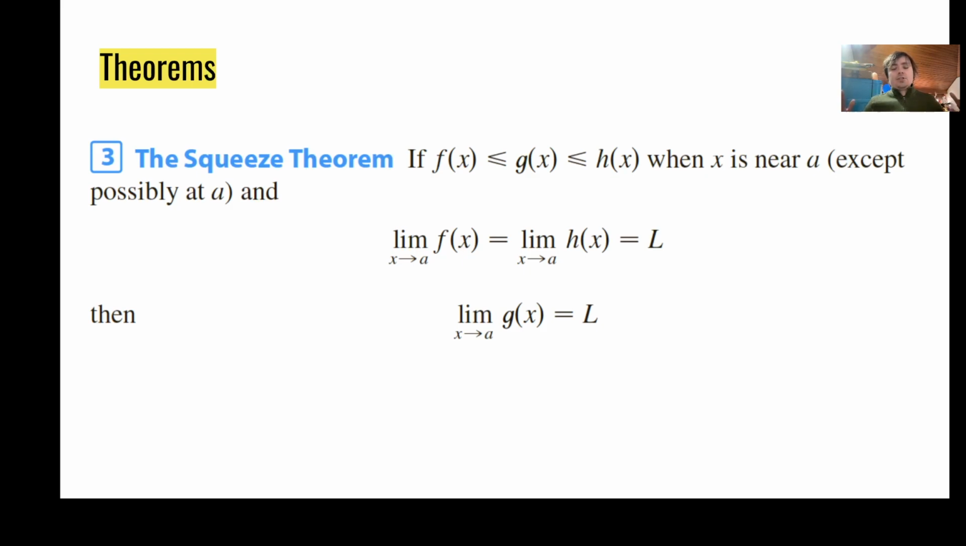And so you would squeeze the limit from an unknown region for what g of x could be into a region where it must be. Because if you have the case where f of x's limit equals h of x's limit, then g of x's limit will be squeezed down to have the same value. And so that's known as the squeeze theorem.